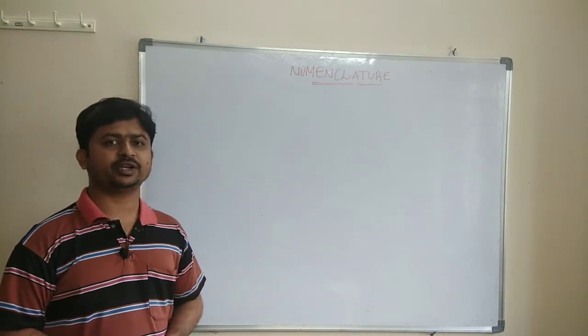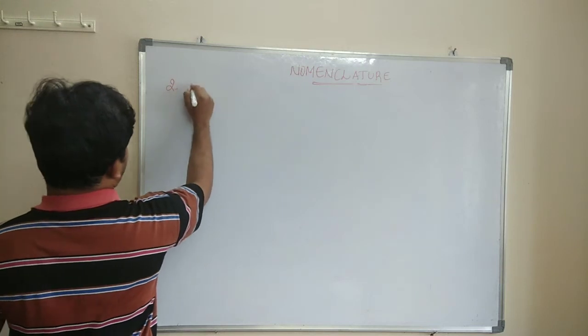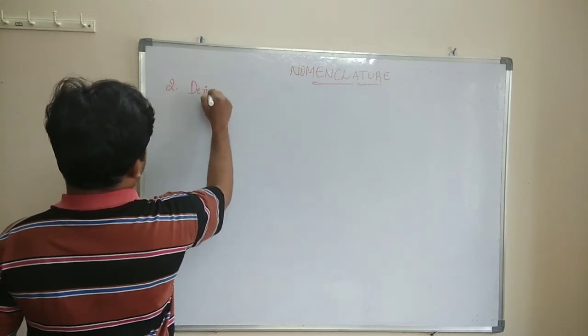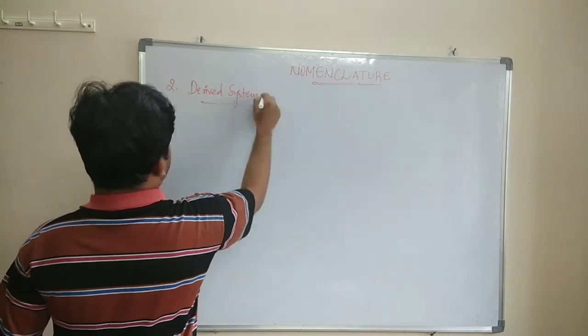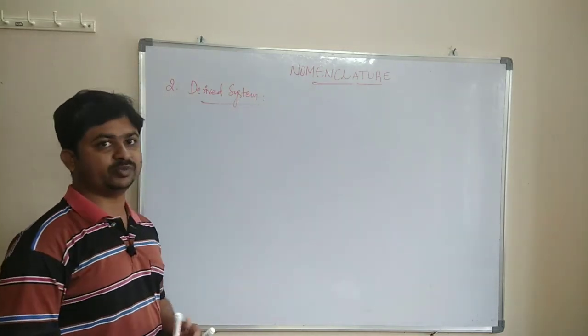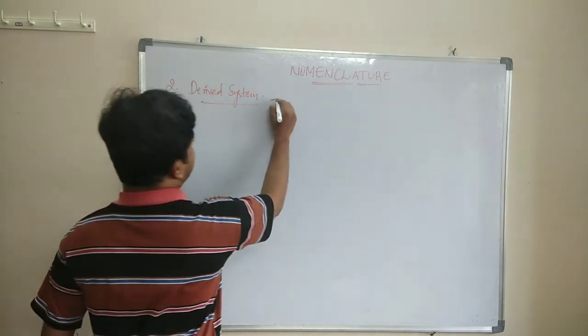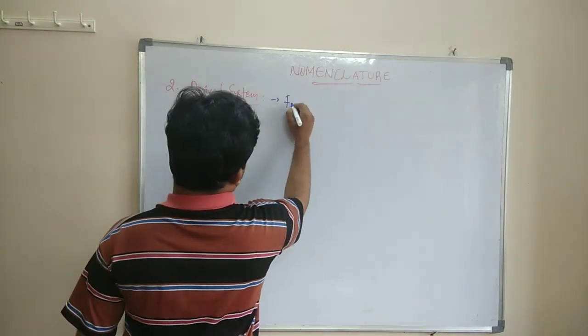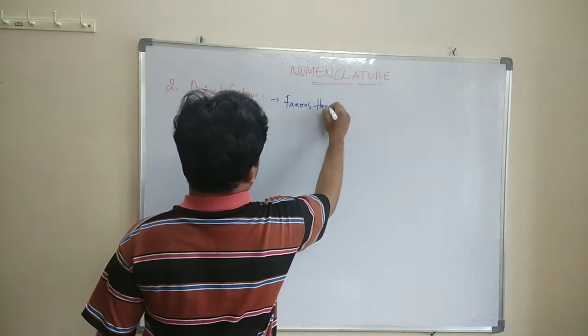Second type of nomenclature is the derived system of nomenclature. This system of nomenclature is based upon the famous homologue present in the series of the compounds. It depends upon the famous homologue.